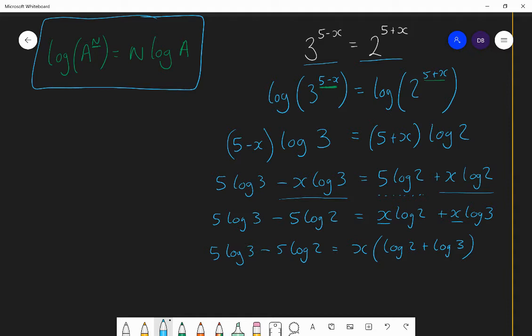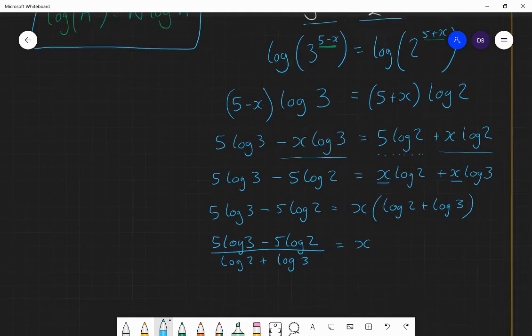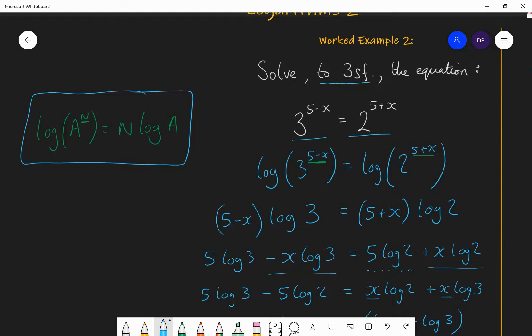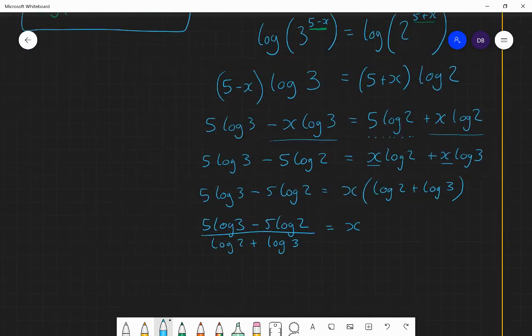And finally, divide to get x on its own. So x is equal to 5 log 3 minus 5 log 2, divided by log 2 plus log 3. I can just enter that as it is onto my calculator and get my answer to 3 significant figures, because that is what I was asked for. So that to 3 significant figures is 1.13. So that is the solution to my equation to 3 significant figures.